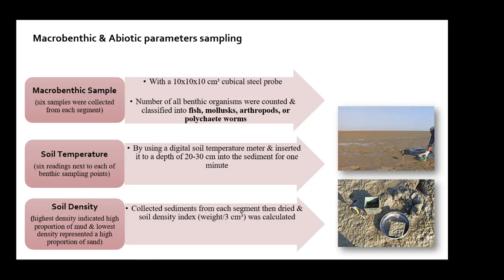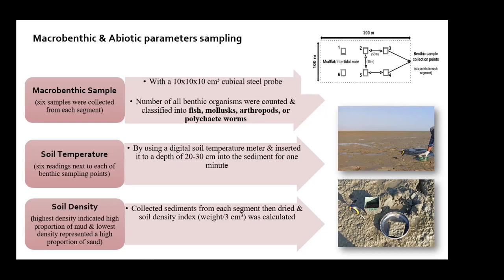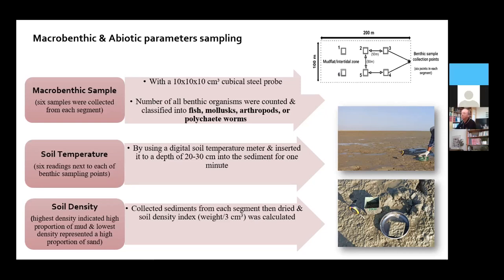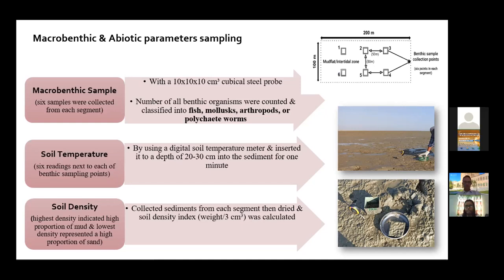For soil density, we collected the samples, dried them in the field station, and then calculated a density index. This is a view of a segment that I followed. I stood in front of the segment, keeping a 50-meter distance, and there were 6 points of benthic samples and soil temperature, and I checked and counted all of the species inside this segment only.